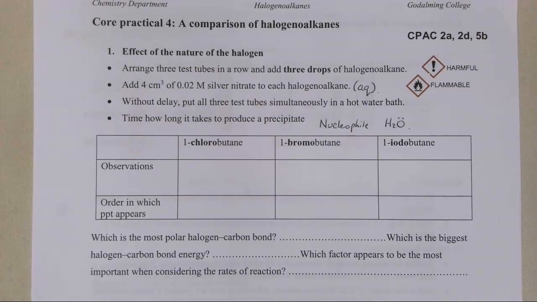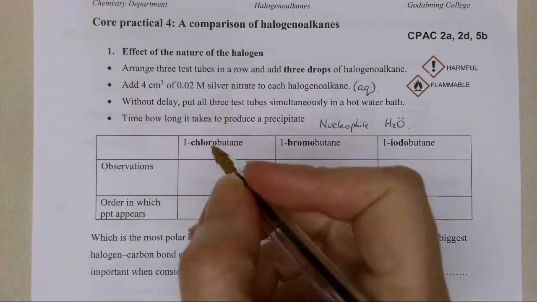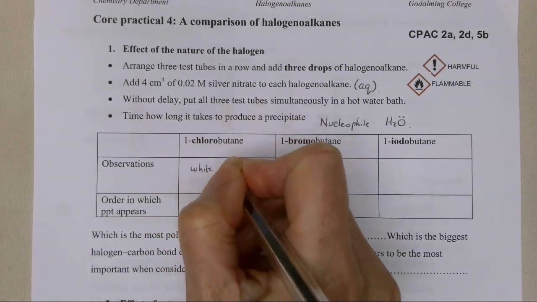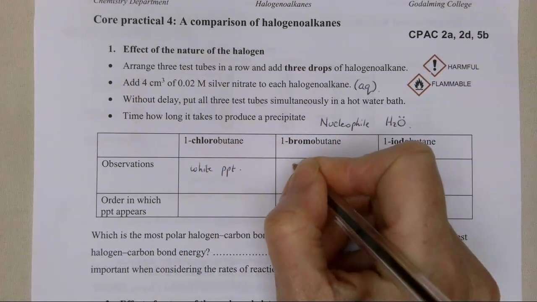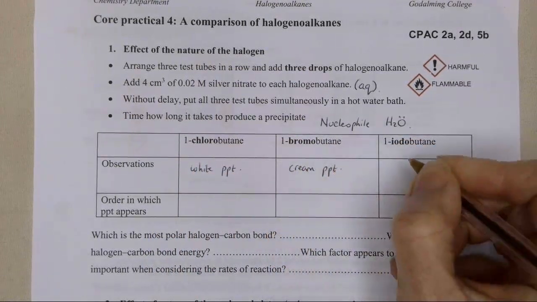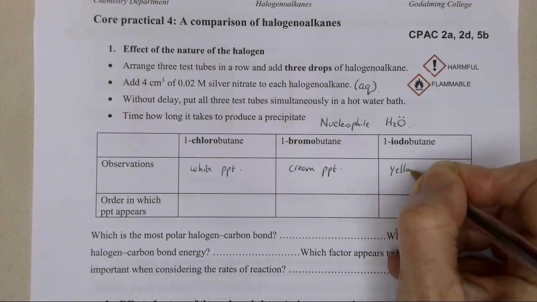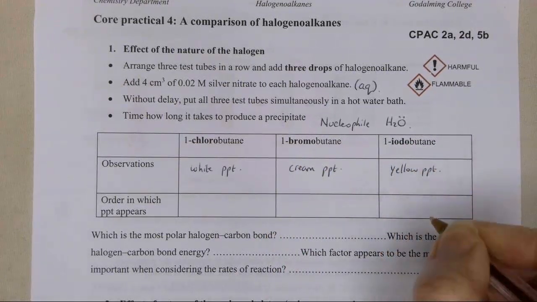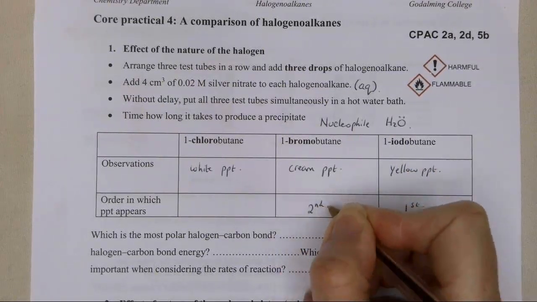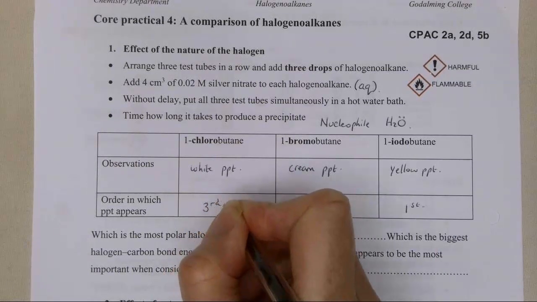Okay, so back in our packs we can write in these observations. So 1-chlorobutane would eventually have formed a white precipitate. 1-bromobutane forms a cream precipitate, and the 1-iodo forms a yellow precipitate. The iodo one reacted first, the bromo second, and the chloro third.